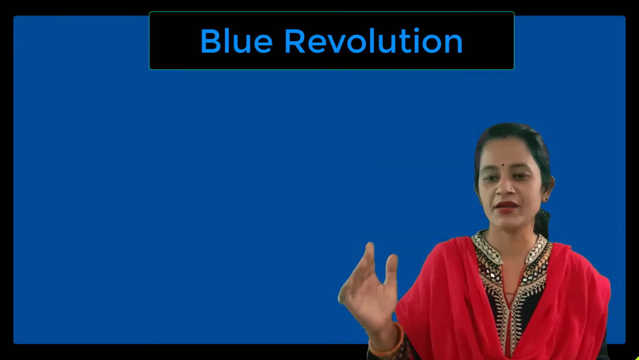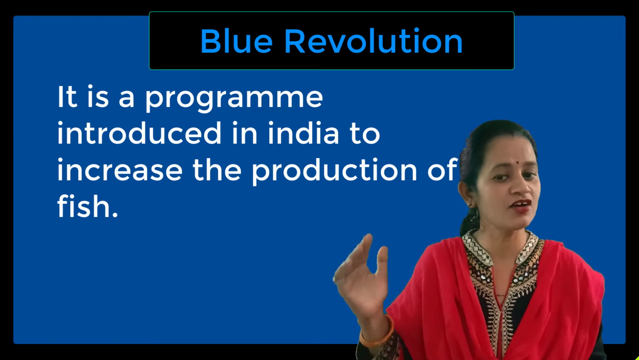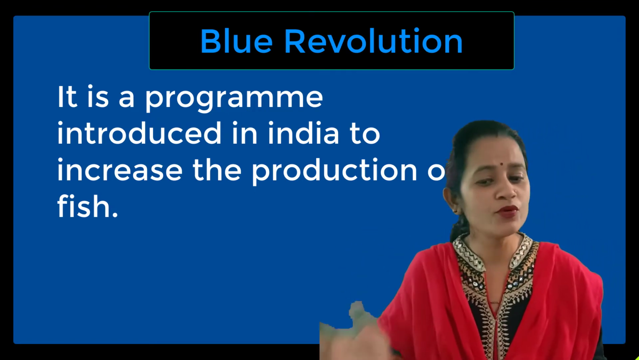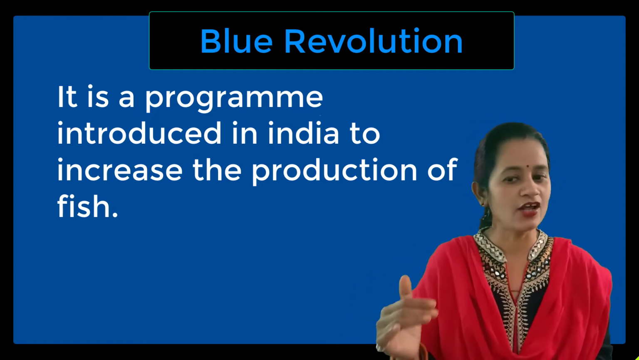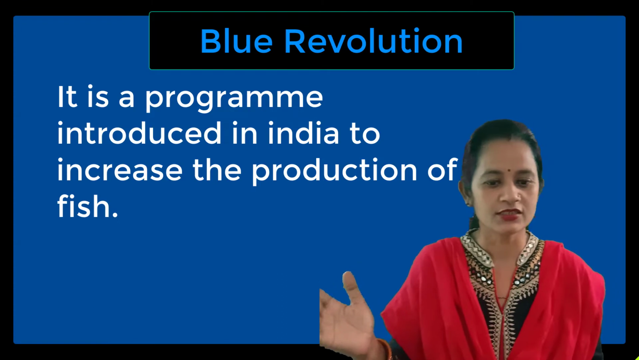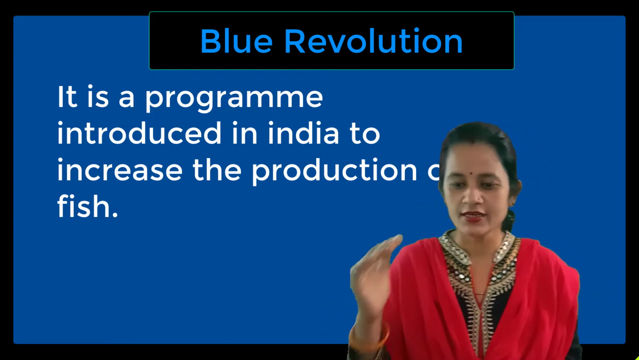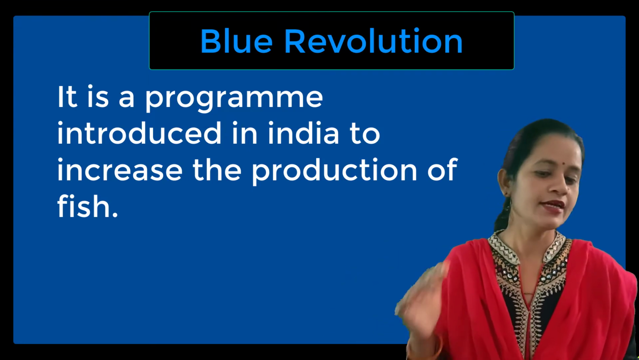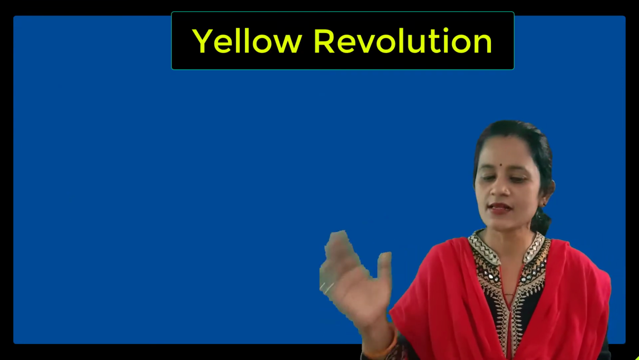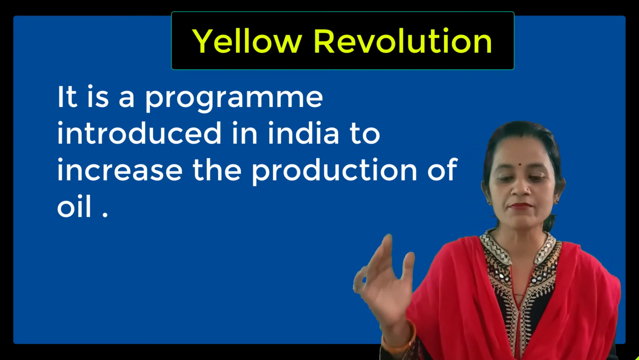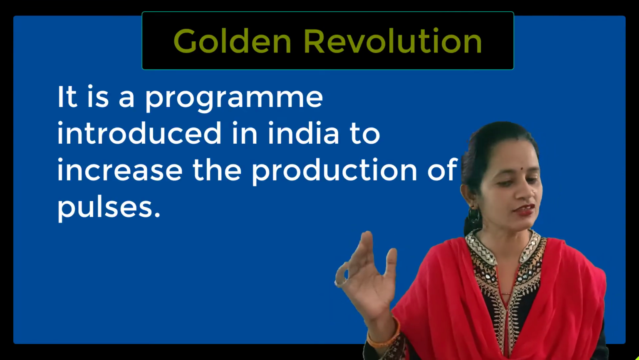Blue Revolution made India self-sufficient in production of fish. Students, you must think that why it is called Blue Revolution? Since the color of water is blue and you all know that fish lives in water. So, the term Blue Revolution refers to the remarkable emergence of aquaculture. Yellow Revolution made India self-sufficient in production of oil. And Golden Revolution made India self-sufficient in production of pulses.